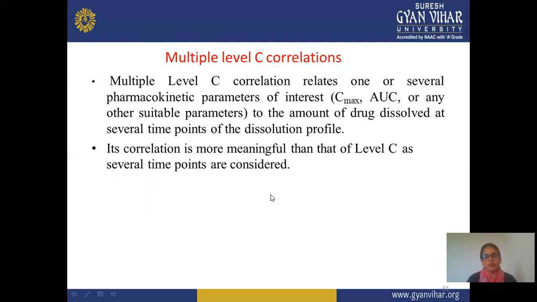You check the amount of drug dissolved at different points in this multiple level C, and with the help of Cmax, AUC, and other suitable parameters, the correlation is more meaningful than level C, since several points are considered. It gives more appropriate and better results when you compare with level C because it gives several concentration points, several meaningful points.